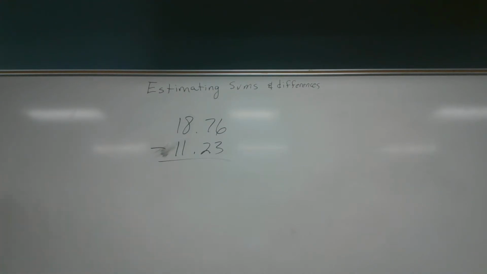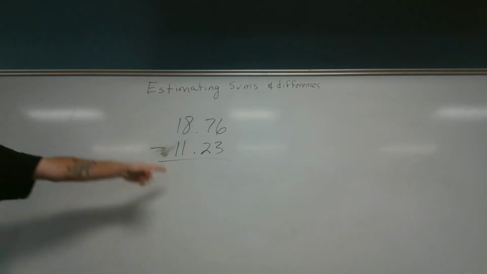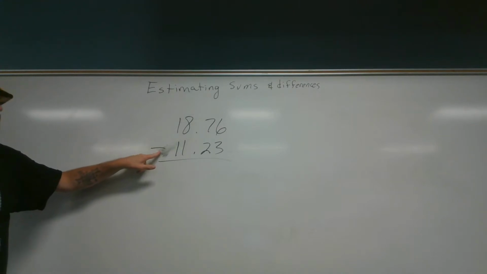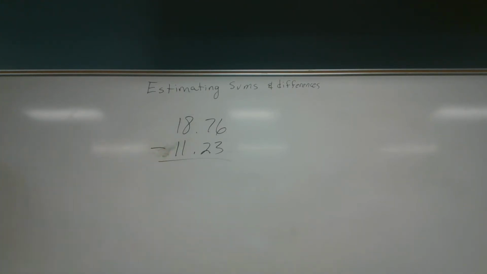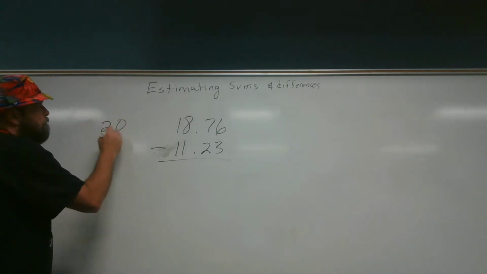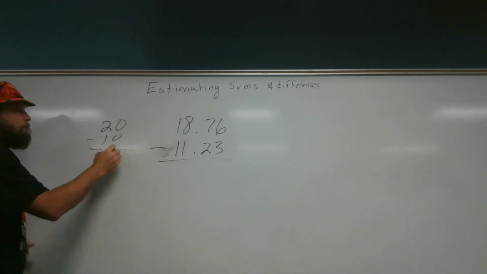20. How did you come up with 20? I shortened the 18 to 10 and the 11 to 10. And then you're subtracting, though. Ilaria? 10. And how did you come up with 10? I estimated the 18 to 20 and the 11 to 10, and I got that. Okay.